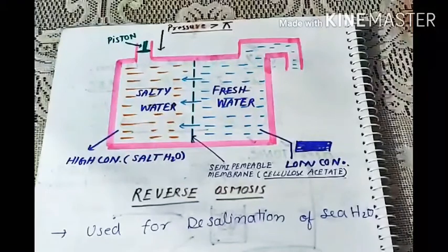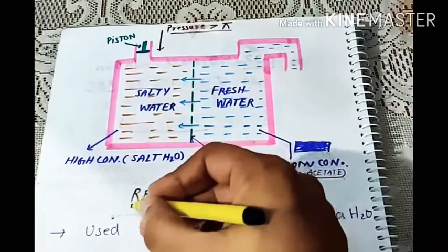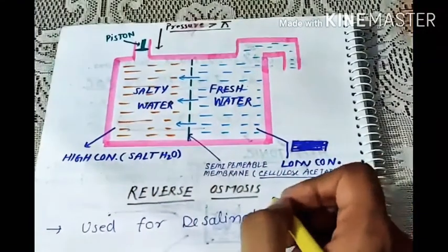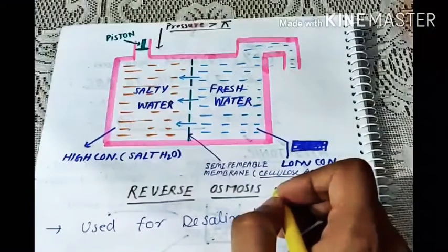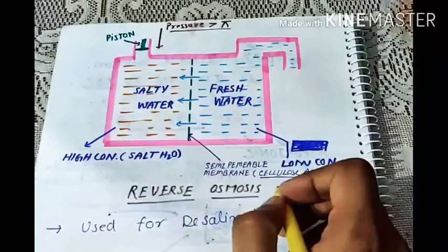So class, today we'll talk about reverse osmosis. It is the remaining part of the osmotic colligative property. And today we'll also discuss some numericals based on osmotic pressure.